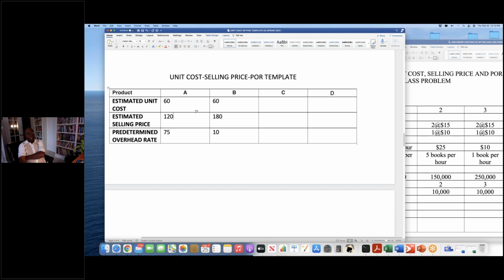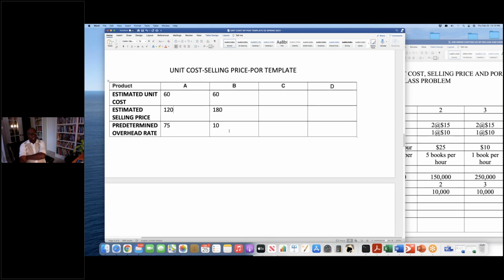When you're selling items, you mark it up. So we're marking it up 2 times here, 2 times the cost. Here, 3 times the cost. We're trying to determine the unit cost, and we utilize our multiple to get the selling price. And this predetermined overhead rate comes from our calculation in manufacturing overhead. Can everybody do this now? Yes, I believe so.